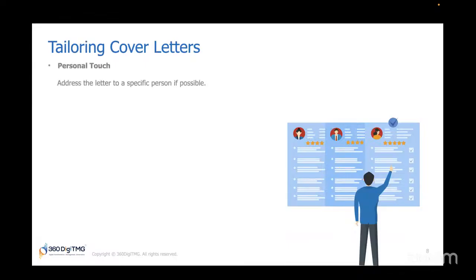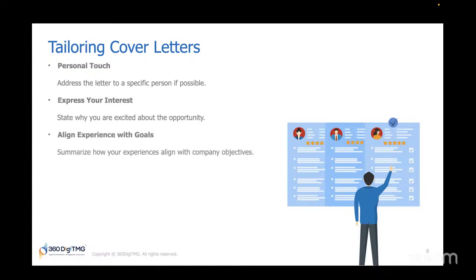Then, address the letter to a specific person if possible. When you make a cover letter, give a personal touch and address it to a specific person. Express your interest in the opportunity you are looking for in this particular job or company. Mention the goals or objectives you want to achieve in your life along the path of the company's goals. And add a proactive closure: whatever you have mentioned above, give closure to those actions in the conclusion.